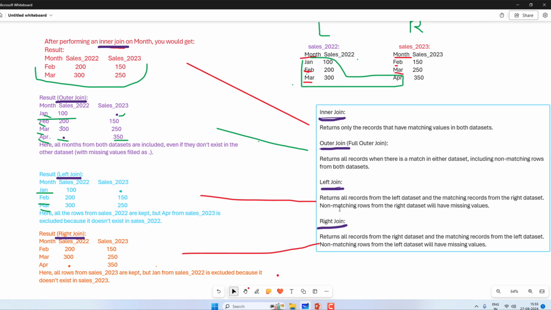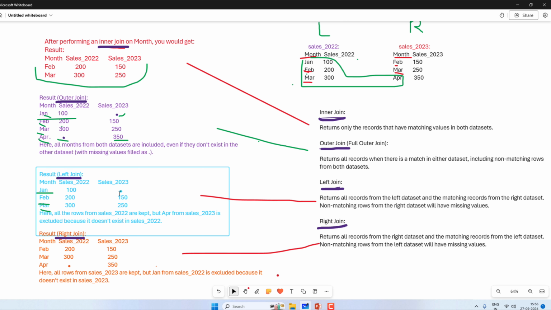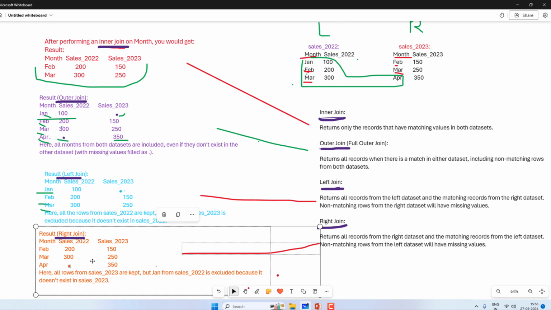So now you have some clarity on these four joins. Once again I will repeat. An inner join only matches the records which are present in both data sets. Outer join matches all the records, but if a record is missing, it will give us missing. The next one is left join, it matches all the records from the left side and also matching records from the right side. If there is no match, then it will indicate missing. The same is for the right side: when there is no matching record, it will give us missing.